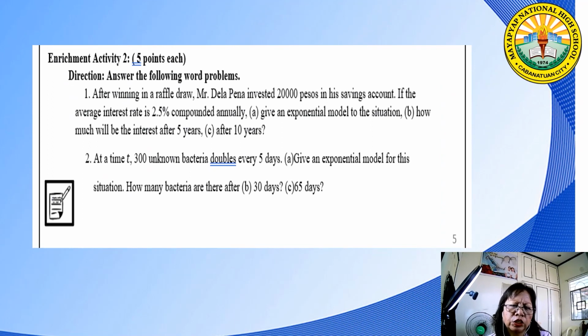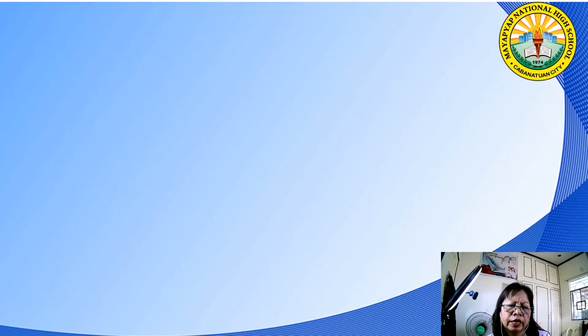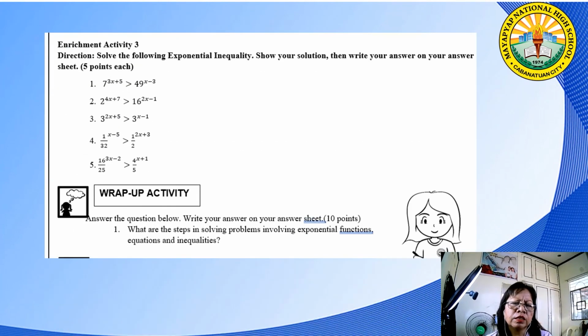Enrichment activity 3, you are going to solve the following exponential inequality. Then you show your solution, then write your answer on your answer sheet. 5 points each. And for wrap-up activity, you answer the question below, then write your answer on your answer sheet. Then it gives you an additional 10 points to be added in your score in your enrichment activity.